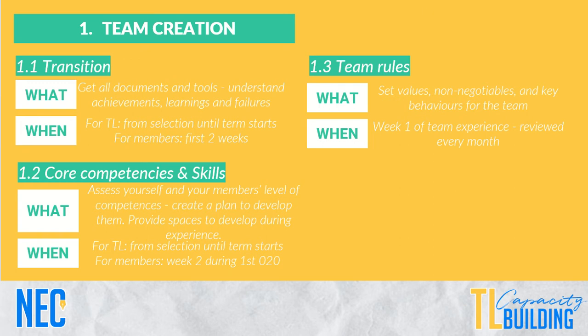And lastly, we have the team rules. So here, in the first week of the team experience, in the first meeting, you can establish the team rules, setting the values, the non-negotiables, and the key behaviors for the team. It's a crucial thing. This will allow you to set the right expectations with your people. So for example, a non-negotiable can be always being punctual to a meeting, or a behavior can be always responding on the group. This type of things that some teams sometimes struggle with if you don't set the right expectations in the beginning. So establish them and then review them every team meeting.